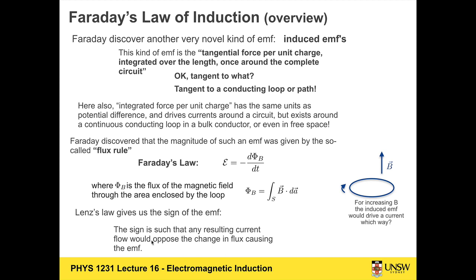And if you remember, the sign is such that any resulting current flow opposes the change in flux causing the EMF. So in this diagram here, if I imagine increasing the magnetic field in this direction with time, well, this magnetic field would be created by a current flowing counterclockwise here using the right-hand rule. So if I'm increasing the magnetic field, Lenz's law says that the induced EMF is counter to that, right?